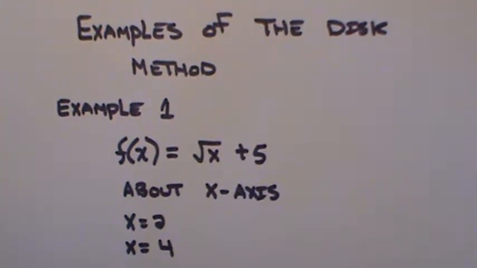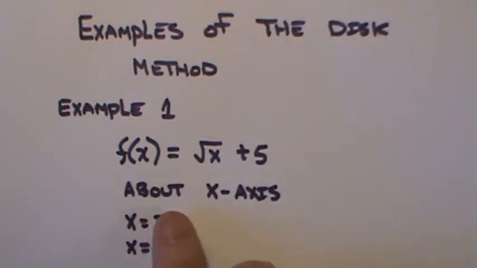A specific example of how to do the disk method, a solid of revolution. So in this problem I'm given a function. It tells me f of x is equal to square root of x plus 5. They want me to revolve it about the x-axis, and they give me boundaries, basically tell me where to start and where to end. So I'll start with a picture.